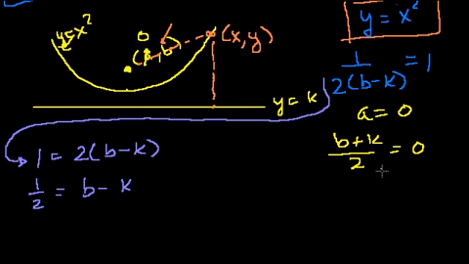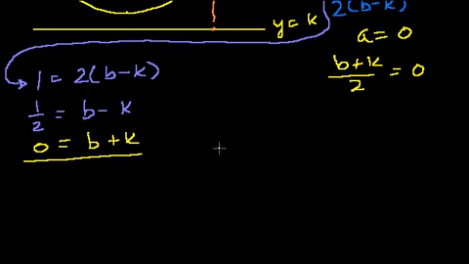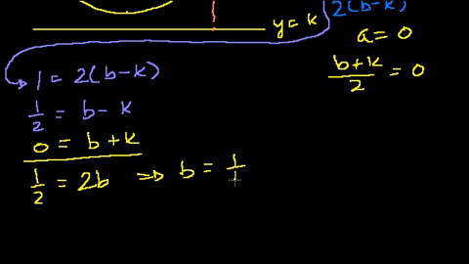Fair enough. See, this equation right here, if b plus k over 2 is equal to 0, that means that b plus k must be equal to 0, right? This numerator has to be equal to 0, so let me write that down. b plus k is equal to 0. Two linear equations of two unknowns. Let's add them up. The k's cancel out. You get 2b is equal to 1/2. Divide both sides by 2. You get b is equal to 1/4.